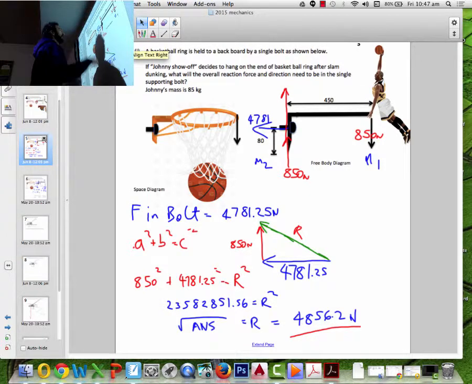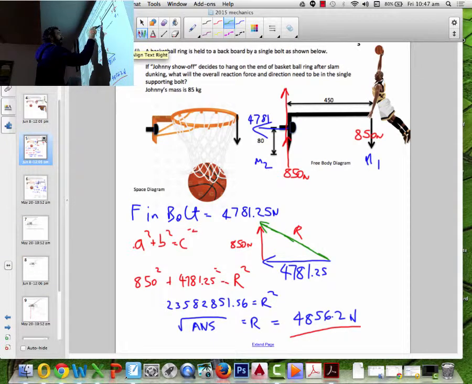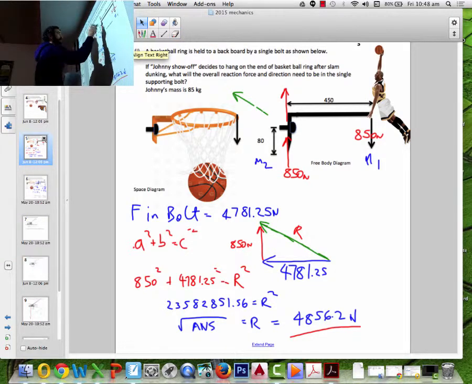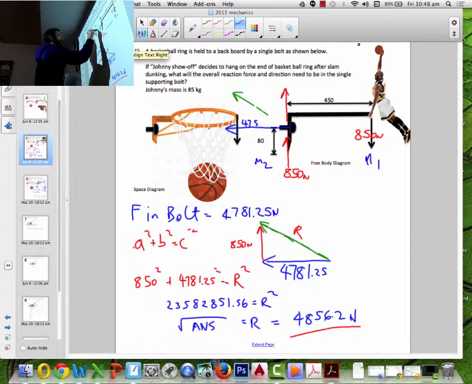Remember I said up here we have 4,781 acting on the bolt inwards horizontally. We also have 850 up. The overall force is a combination of both. In reality, it's not really drawn to scale. It would be like this. That's 4,781. That's about 850. And our overall force is that.